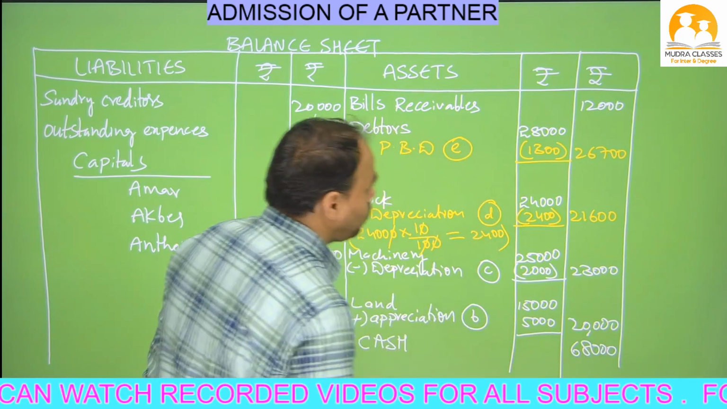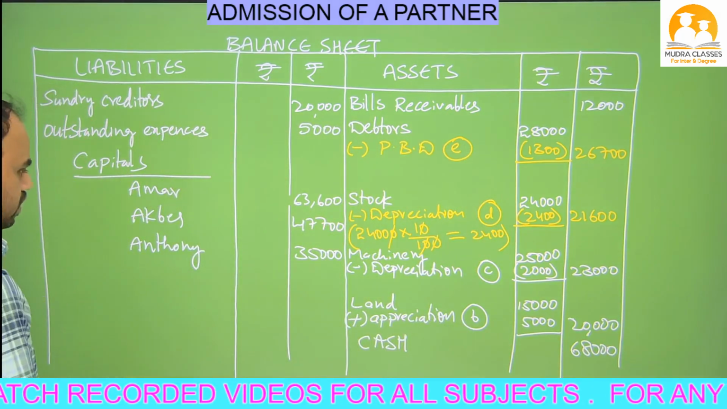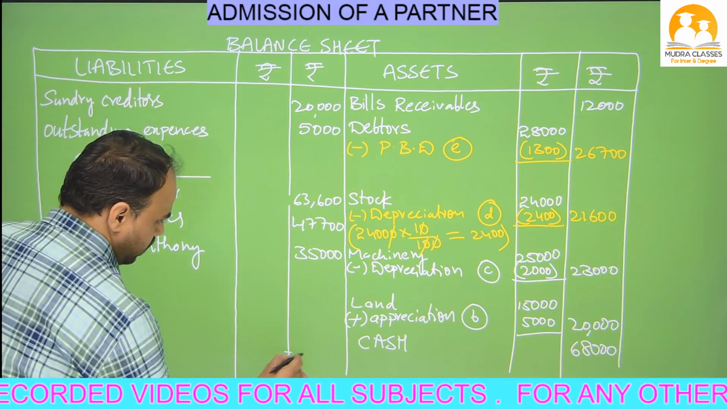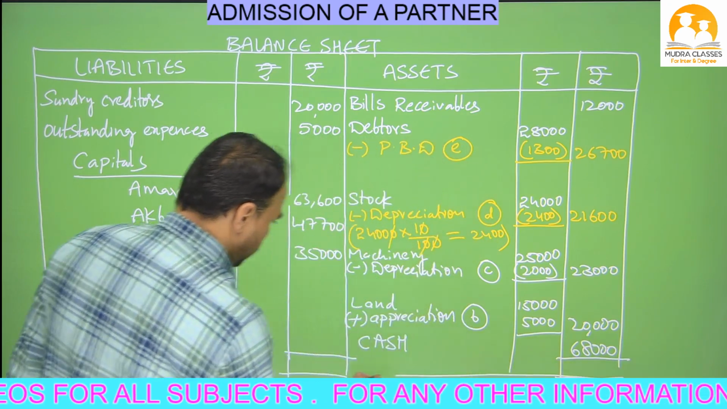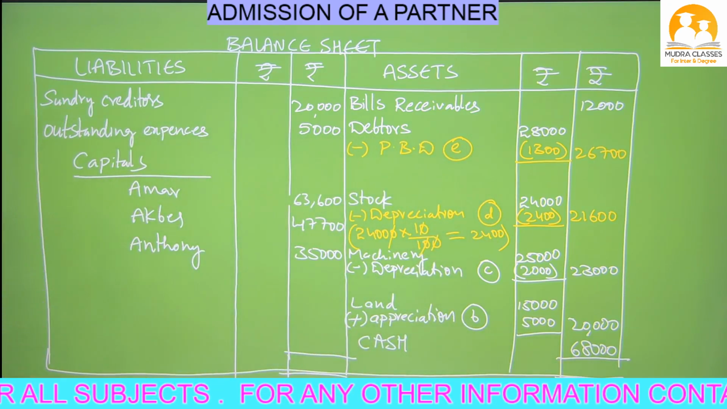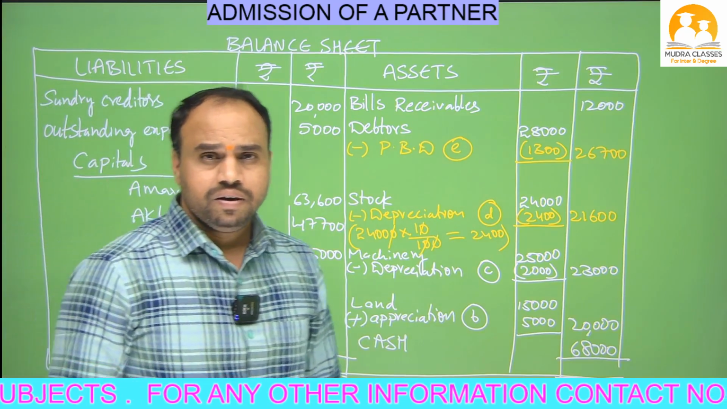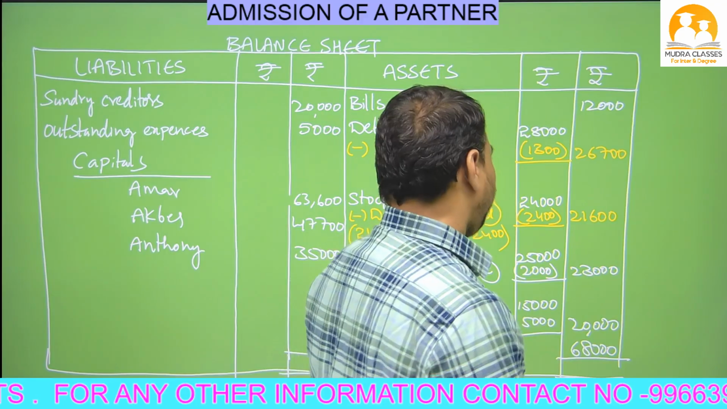Okay. Now do the total, and we will get the same answer. Both the asset side and the liability side will give the same answer. If you get the same answer, then it is correct. If you do not get the same answer on both sides, asset side and liability side, then we have made some mistake and we have to check one more time.